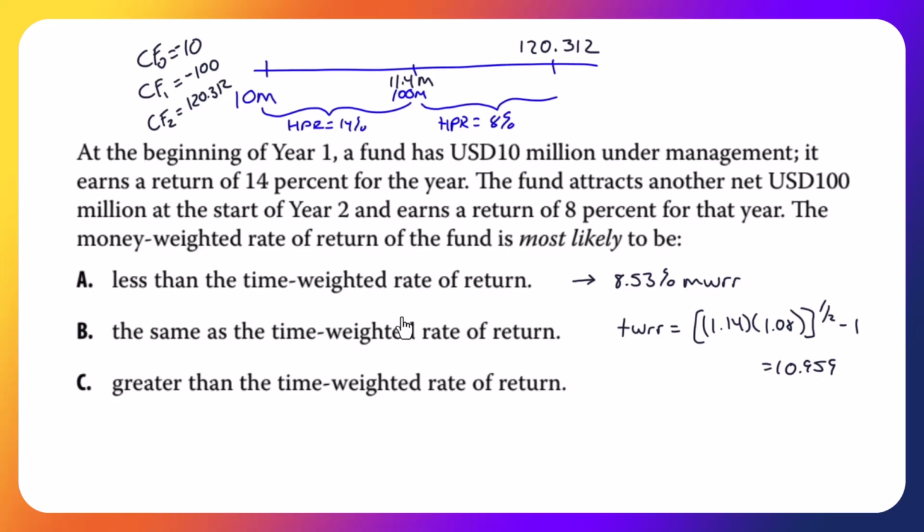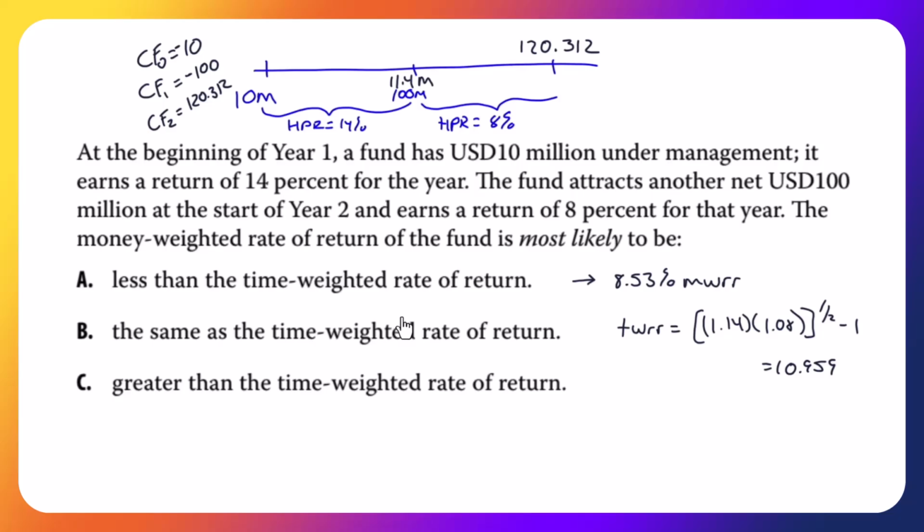The fund attracts another net 100 million at the start of year 2 and earns a return of 8% for that year. So we can see that it committed almost 10 times as much money to a year in which it earned less. The money-weighted rate of return of the fund is most likely to be less than the time-weighted rate of return. Yep. Why? Because it committed the majority of the money at the beginning of the period that had the lowest return.